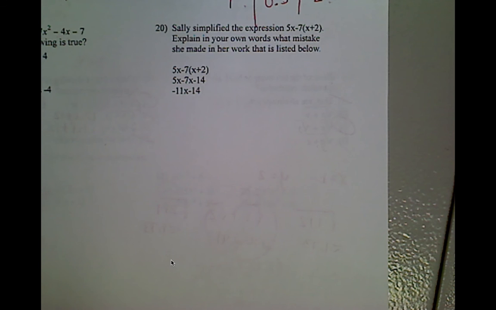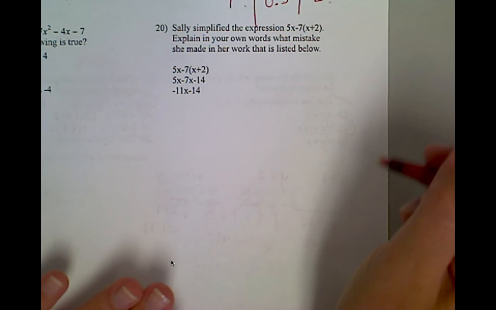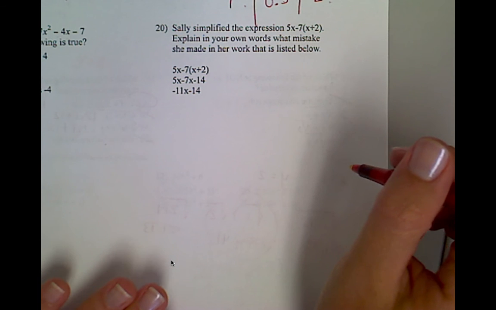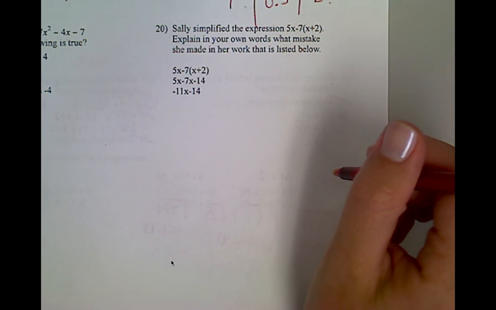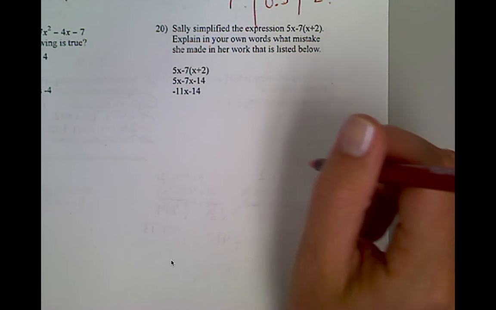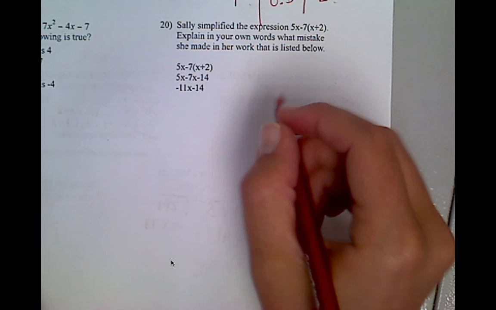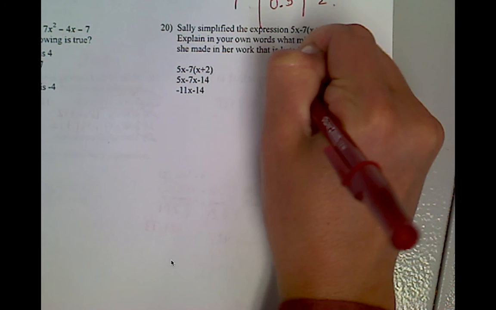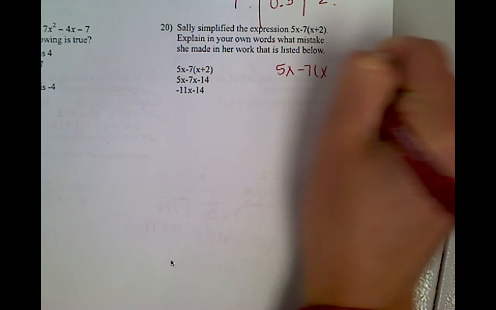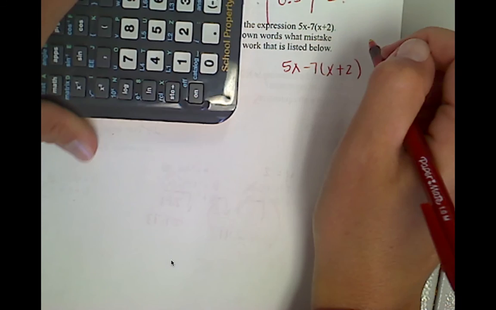Explain in your own words what mistakes she made in her work that is listed. Okay, if this confuses you, what I would say is solve this problem off to the side and then see where your answer differs from this. So I'm going to cover this up after I write the question. 5x minus 7 times x plus 2. And I'm going to cover that up and solve it.